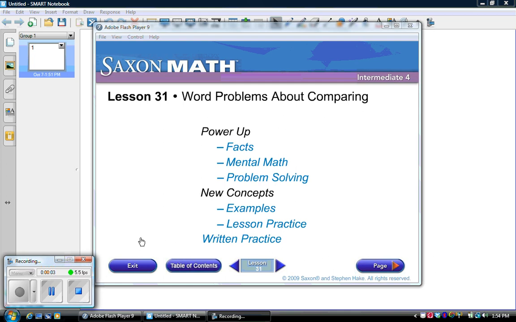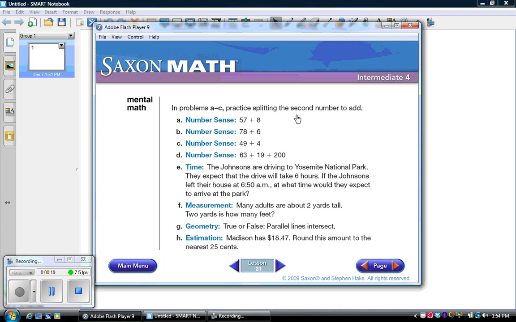Saxon Math 4 group. This is lesson 31, word problems about comparing. And so when we compare things, usually we're going to be doing some subtracting. So keep your eye out for that. We're going to start off with a warm-up with the mental math.